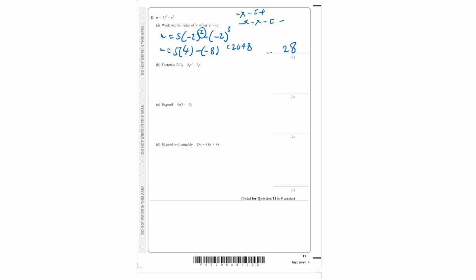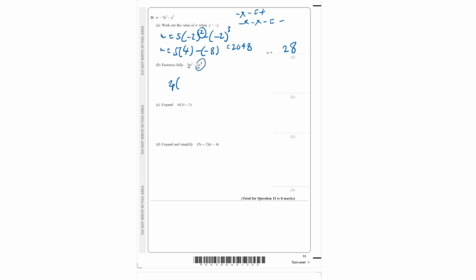Factorize fully 8p squared minus 2p. I can see that 8 and 2 have the highest common factor of 2. So I can write here 2. P and p squared, when dealing with powers and variables, we need to take the smallest power. So here we have p to the power of 2 and p to the power of 1. So we simply write p to the power of 1.